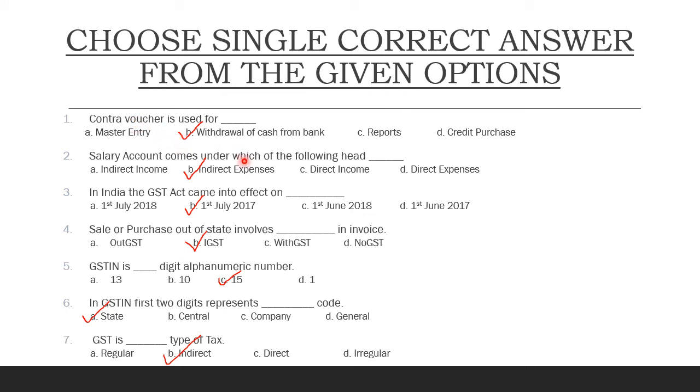Contra voucher, it is what? It is for withdrawing cash from the bank. So it is within the bank.